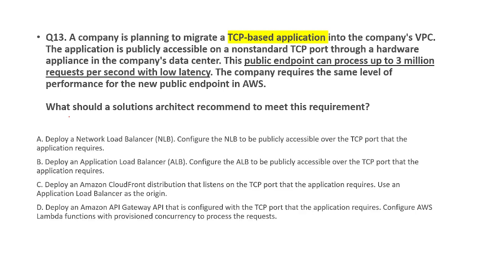Okay, below are the options. Option A says deploy network load balancer. I have already highlighted this. What kind of traffic have they mentioned? A TCP based application, and they also mention non-standard port. And the public endpoint can process up to 3 million requests.